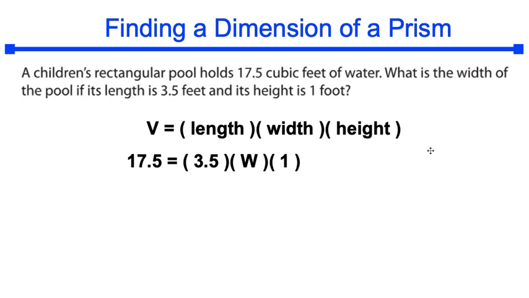So now think of how will you isolate W? How will you get it by itself? I hope you're thinking to divide both sides by 3.5. Go ahead and grab that calculator. 17.5 divided by 3.5 will give you 5. And make sure to label feet.